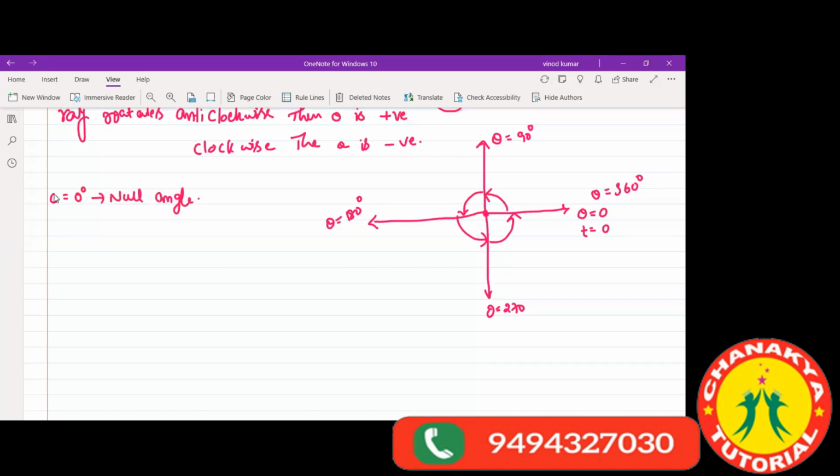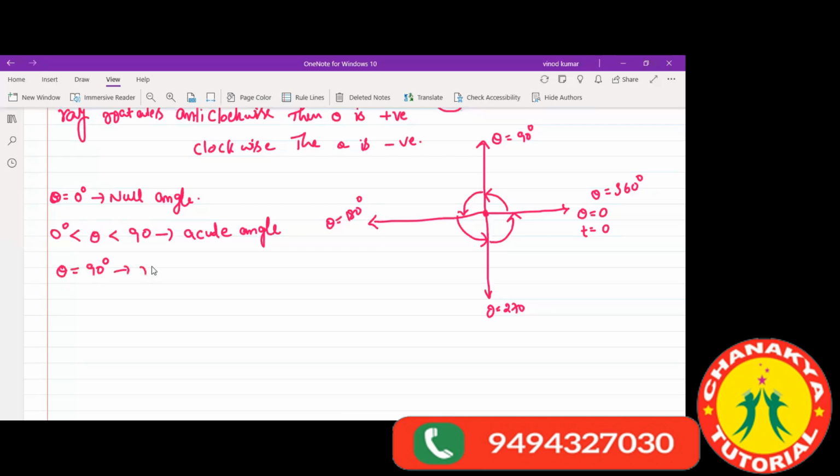Null angle. When theta lies between 0 and 90 degrees, that is nothing but an acute angle. That means 10 degrees, 20, 30, 45, 60, up to 90. Exactly when theta equals 90 degrees, this is nothing but a right angle.